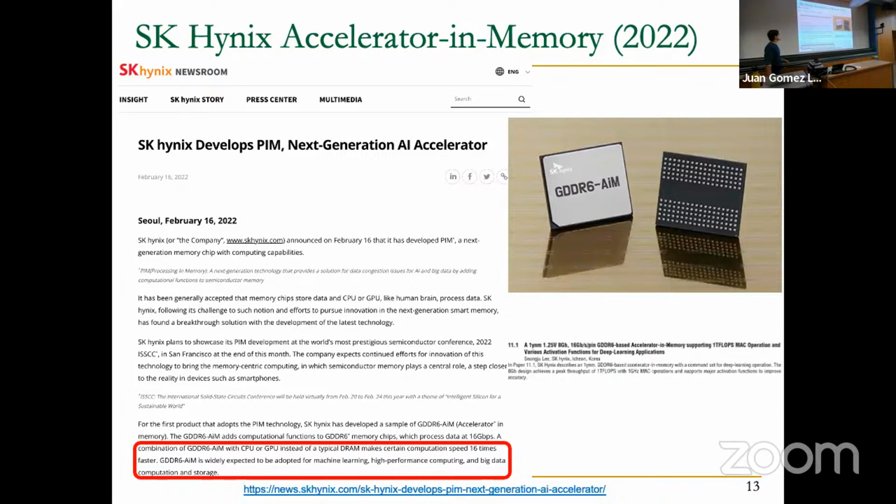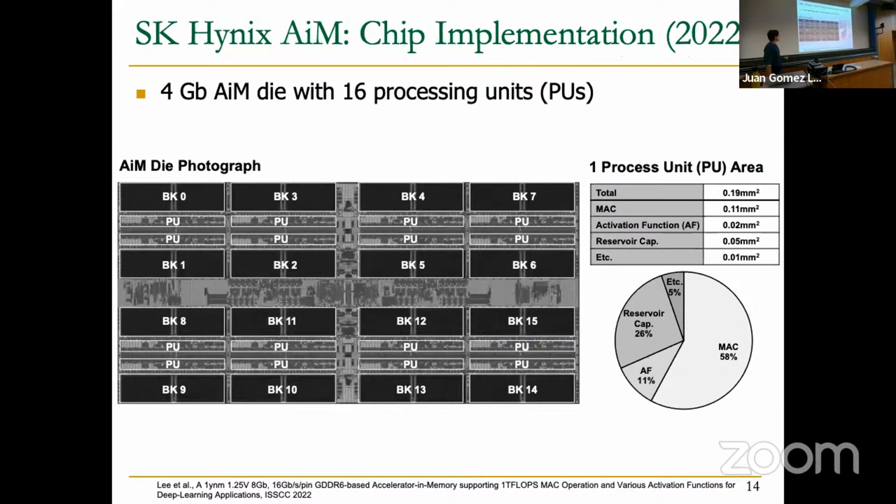And this is the announcement from SK Hynix earlier this year, and this is the chip implementation of this AIM accelerator in memory with 16 processing units in each of the dies, as you see. In this case, it's a kind of similar design to the HBM-PIM thing, but instead of using HBM here, it's a GDDR6 memory. And instead of having 1 processing unit every 2 banks, here it's 1 per bank, as you can see.